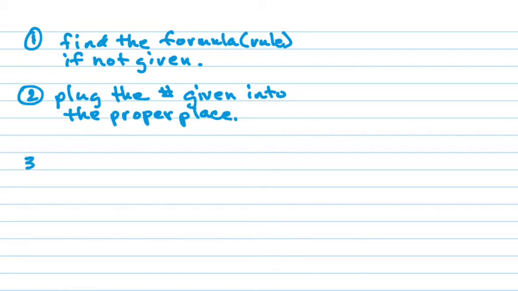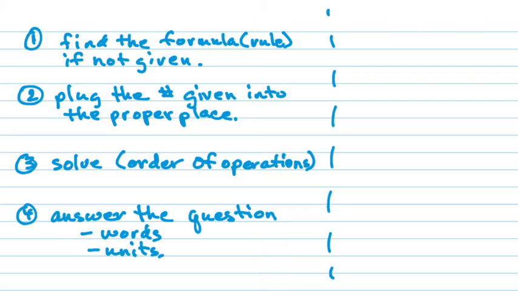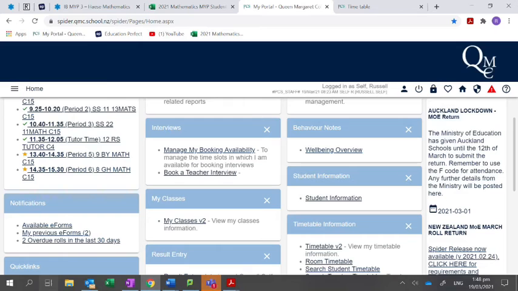Then, simply solve. And that means use your order of operations. So first you look for brackets. Then you do any exponents. Shouldn't have any here. Then you do any multiplication or division from left to right. Then you do any addition or subtraction from left to right. Remember your order of operations. Right, so let's go to the book real quickly.